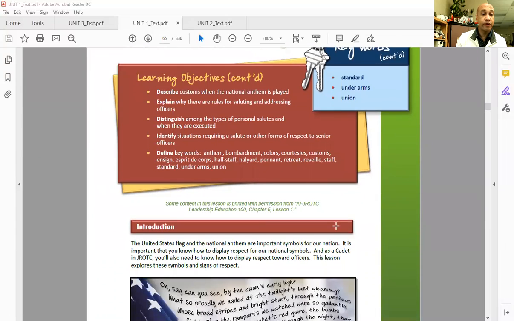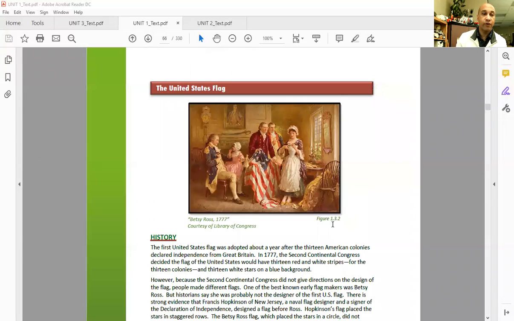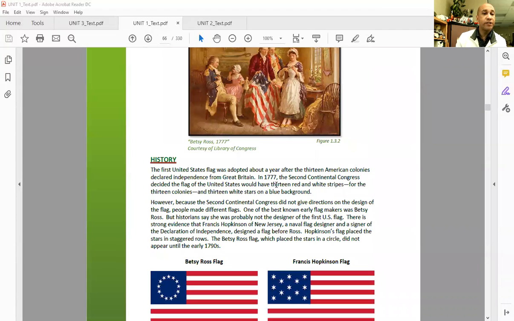So as you're going through here, guys, I'm going to ask you questions about the flag. You need to know something about 1777, the Second Continental Congress. They're the ones who decided there's 13 red and white stripes. What do they stand for? You need to know what the stripes stand for, the original 13 colonies. Why do we have 13 white stars? Again, the colonies. Why the blue background?